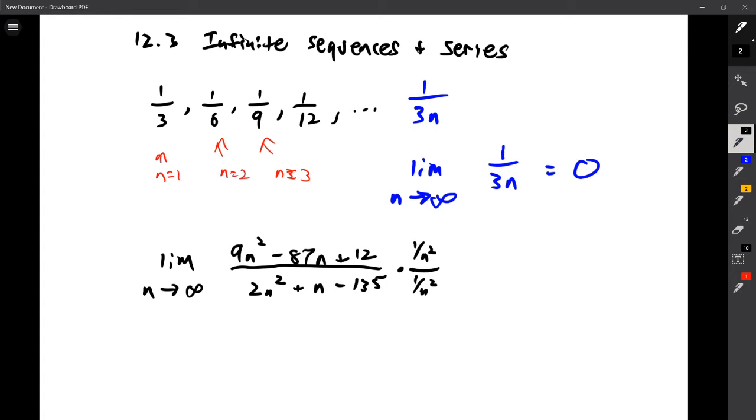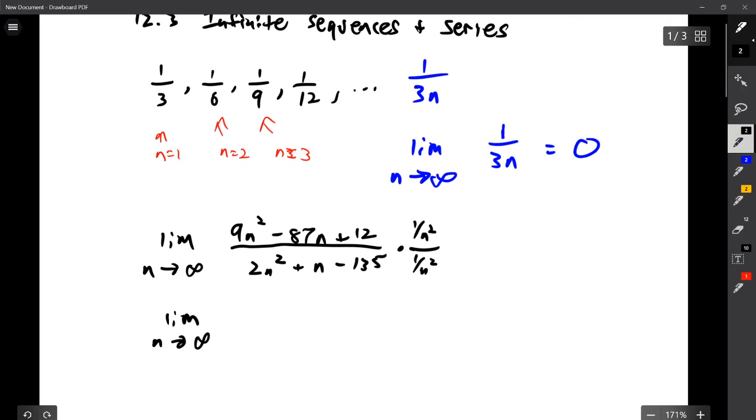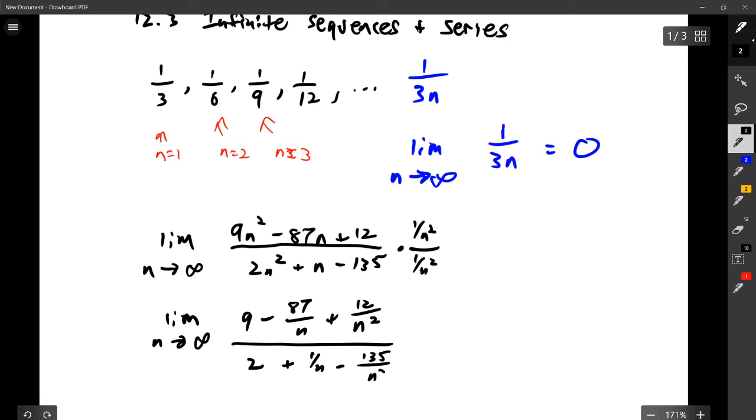If I multiply something by 1, we're still evaluating the limit. We haven't figured out what it equals yet, so we need to rewrite limit as n approaches infinity. The first term, 9n squared over n squared, is just 9. Then minus 87n over n squared simplifies to 87 over n, plus 12 over n squared, all of that over 2, plus n over n squared, which is 1 over n, and then minus 135 over n squared.